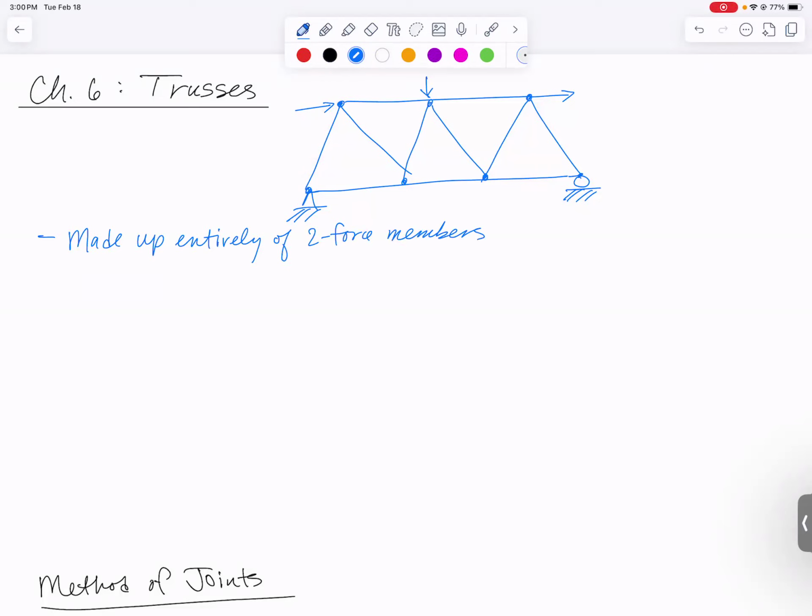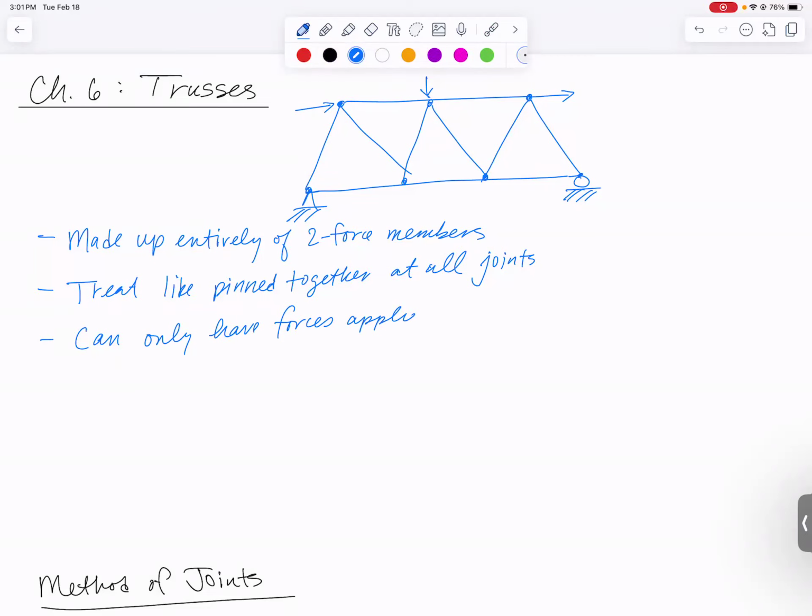So that means that any supports we have, like this pin and roller, have to be applied at one of those pins, one of those joints, and any load we have has to be applied at the joint. We can't treat a truss as having any kind of distributed load. We can't treat it as having a couple moment. We can't have a fixed support. All we can have are pins and rollers, and loads applied at the joints. We're going to treat it like it's pinned together at all of those joints. As I said, we can only have forces applied at the joints.